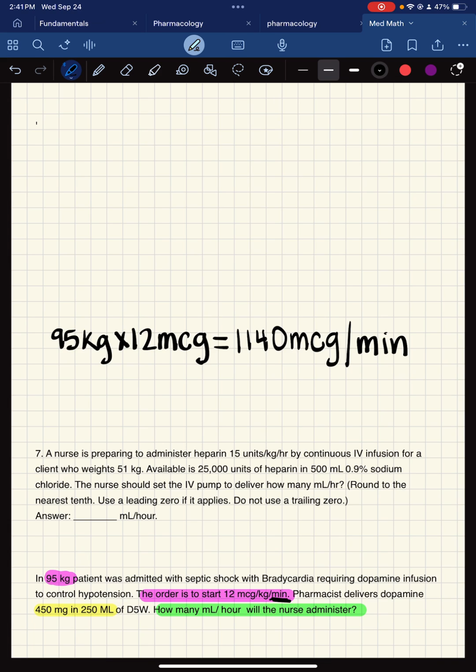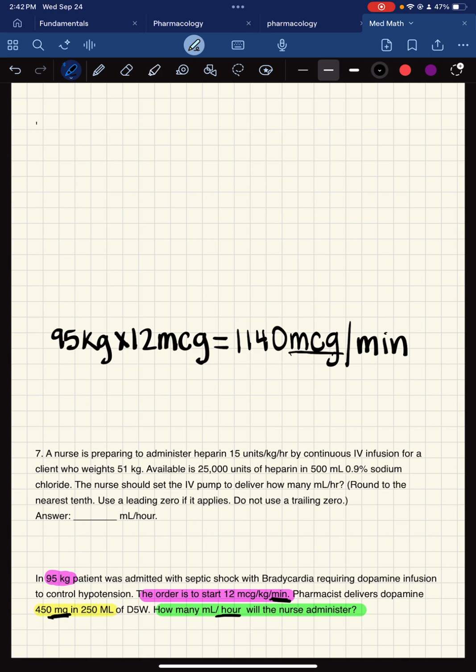So once we get there, we have to see that the order is asking for hours, and we have micrograms, and the medication given is in milligrams. So we cannot set up the order into our formula, because none of this is matching. So we have to convert again. We have to keep going until it all matches. That way we could go ahead and just straight divide, multiply, whatever we need to do.